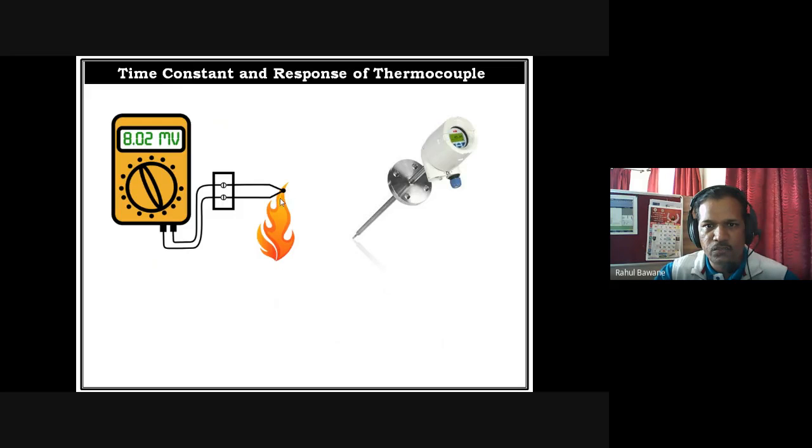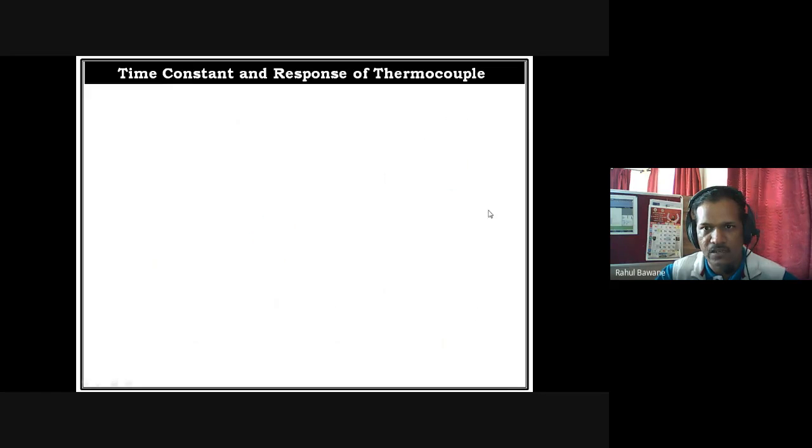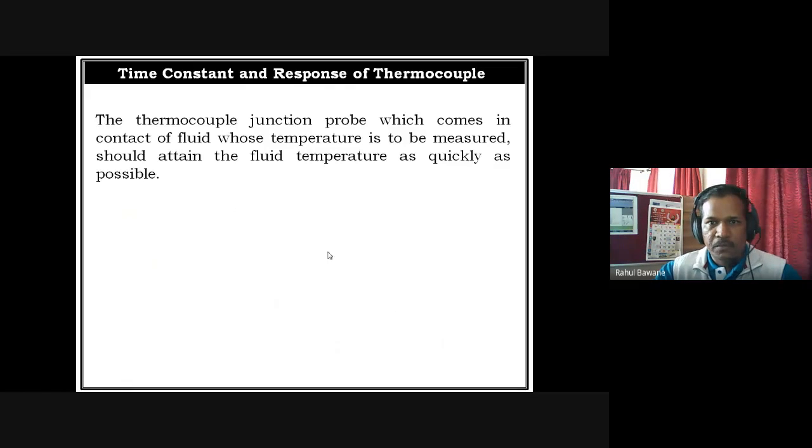So this thermocouple has some terms, one is known as the time constant, and the second is the response of that thermocouple. So let us see what that is. The thermocouple junction probe, which comes in contact with the fluid whose temperature is to be measured, should attain the fluid temperature as quickly as possible. It means it should not take a long time to get a reading.